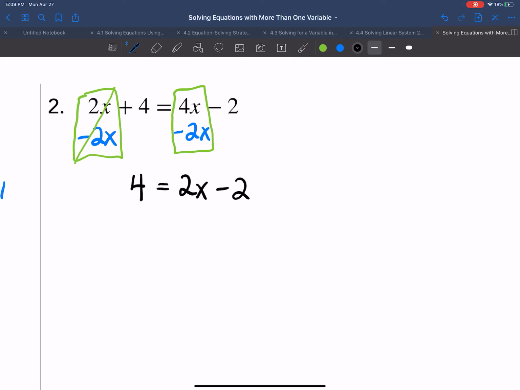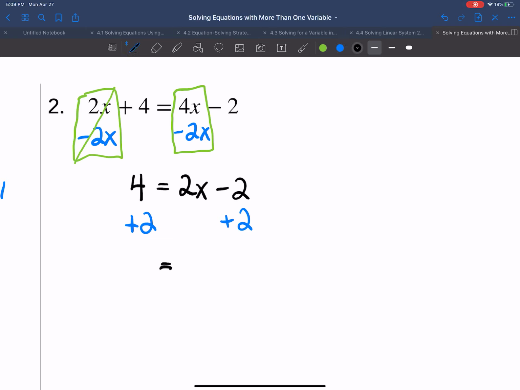Now we do BEDMAS in reverse. I want to get x by itself. I'm multiplying by 2 here, and I'm subtracting 2. So I do the opposite. The opposite operation when I'm looking at BEDMAS in reverse is, if I want to get rid of that subtraction, I do the opposite, which is adding 2. But I do the same thing to both sides. I add 2. Then we simplify.